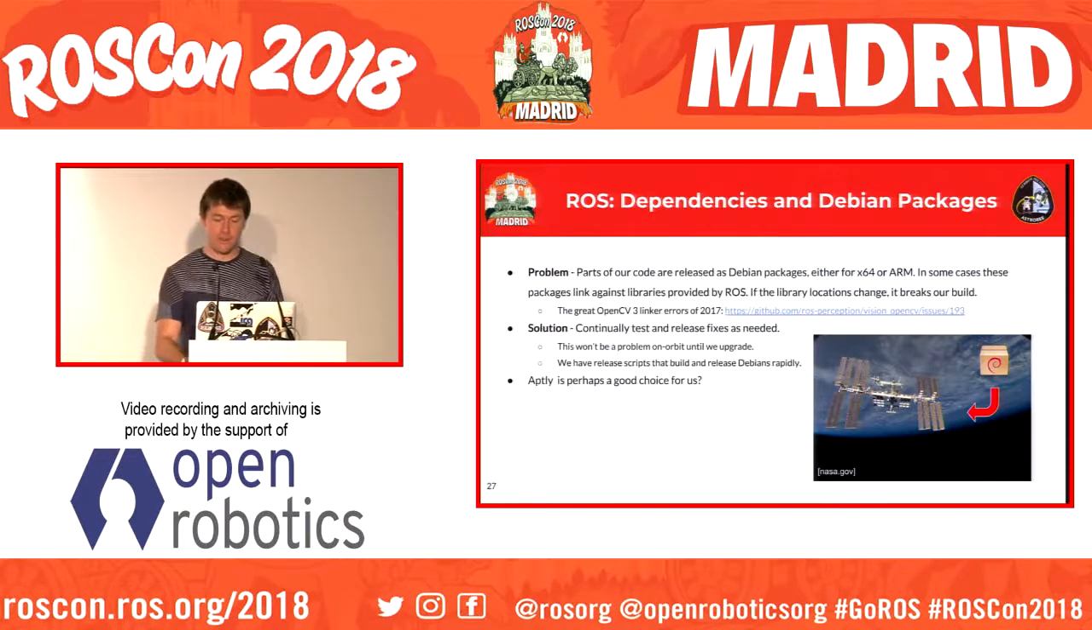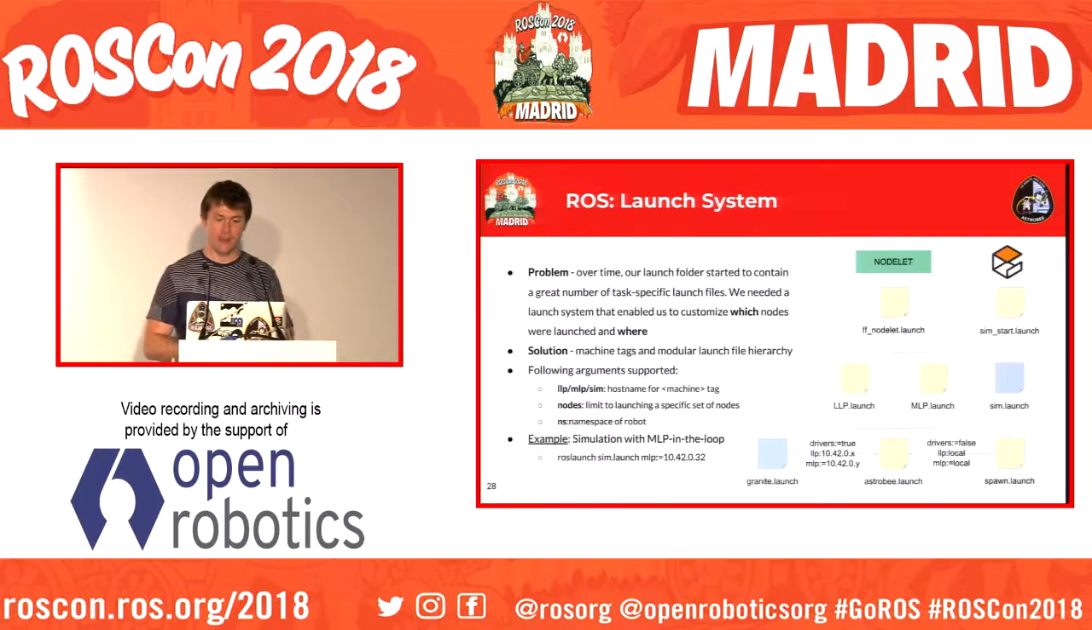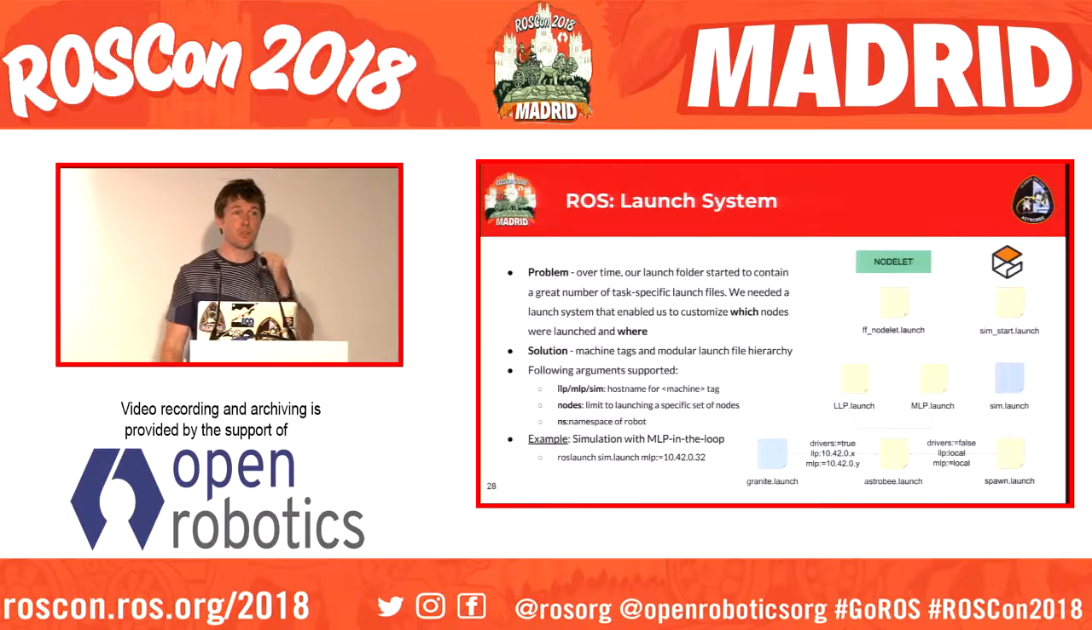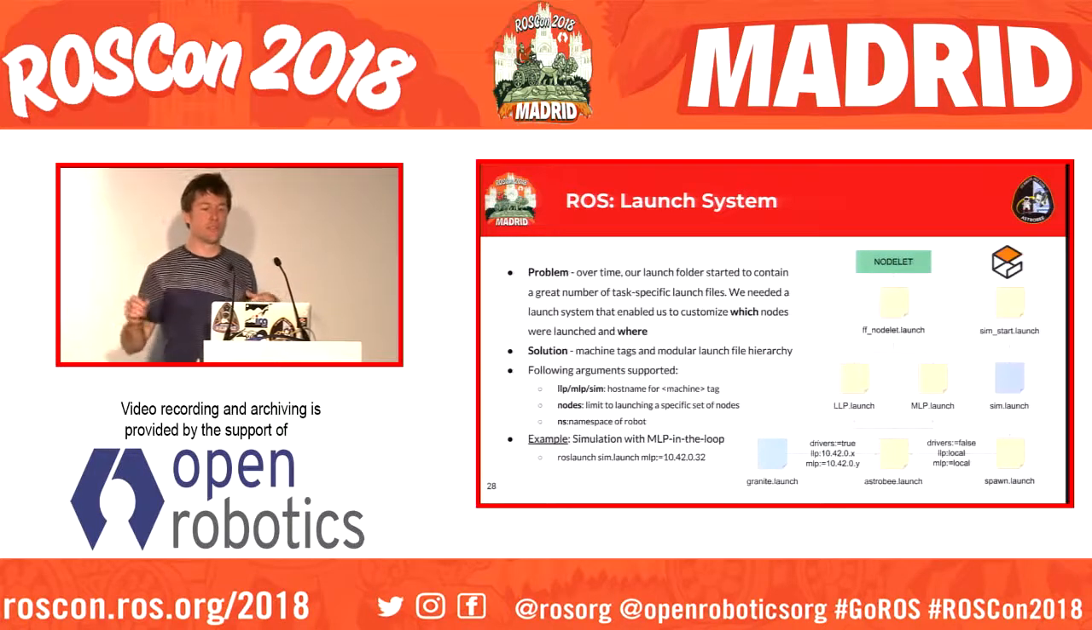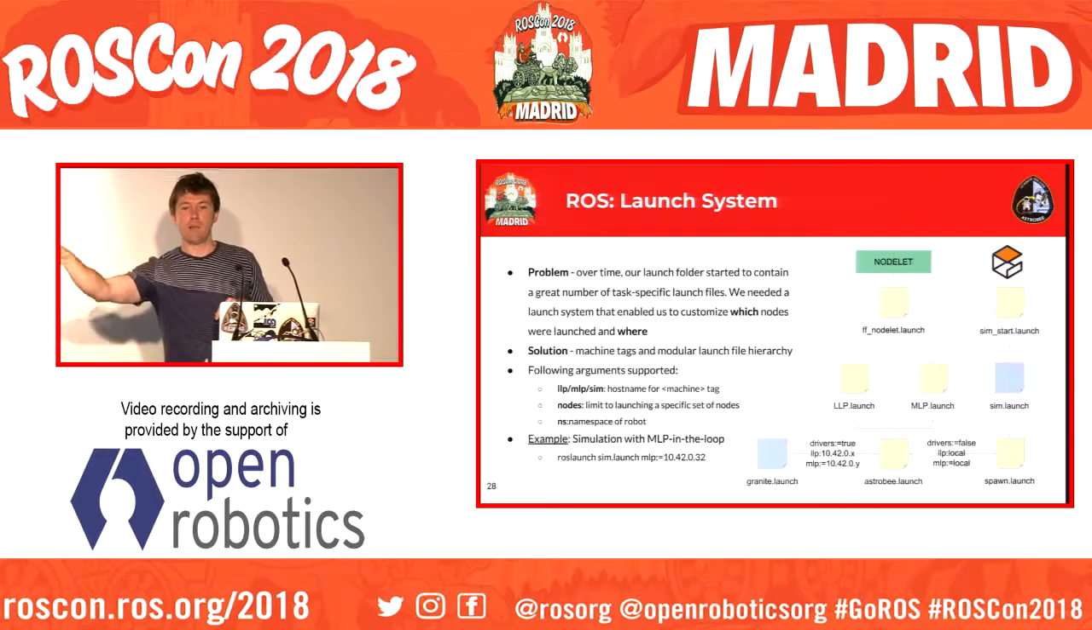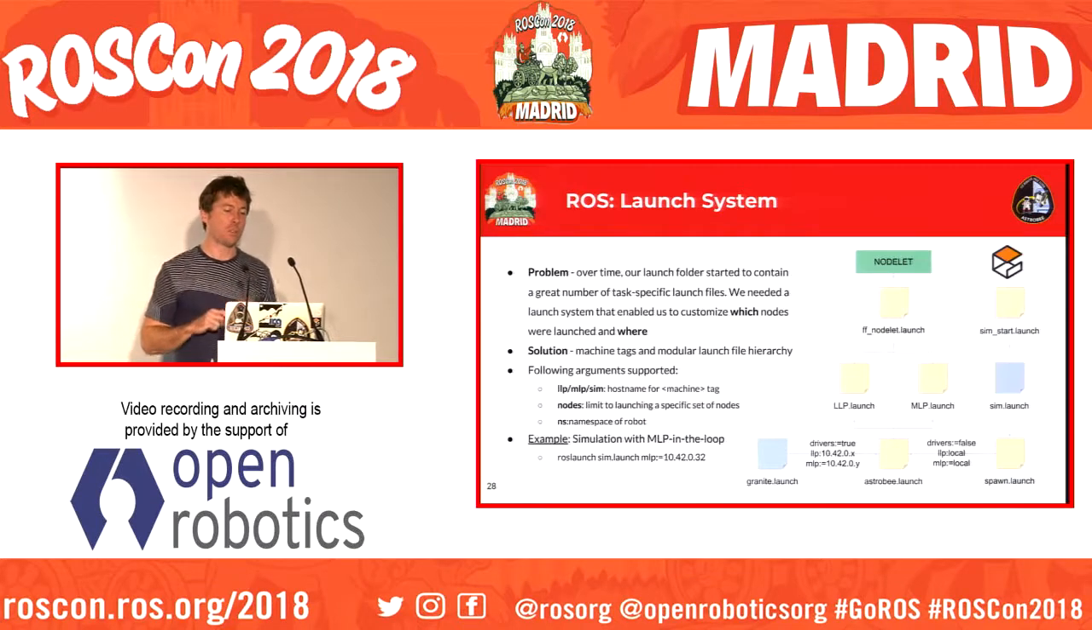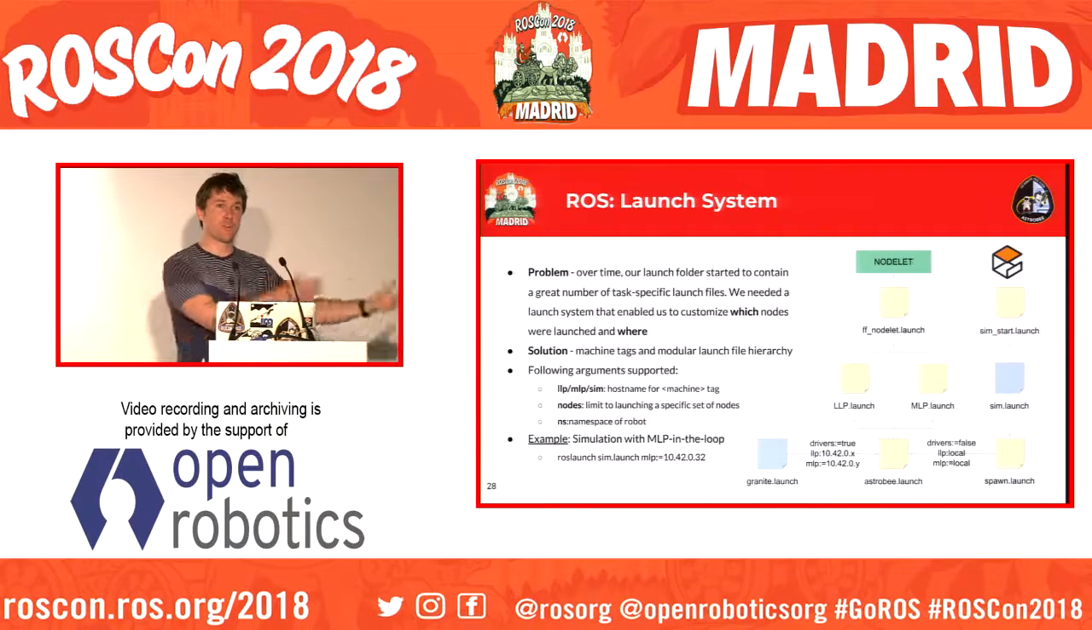So for the sake of time, I'm going to skip this one, and I'm going to look more at the ROS launch system. So we have a very complex launch system, and we need to have a complex launch system because we've got multiple processes launched from a single location, and often we want to remotely launch components of our system. Like we want to remotely launch our simulator somewhere, or we want to remotely launch the LLP to diagnose it as a processor in the loop problem.